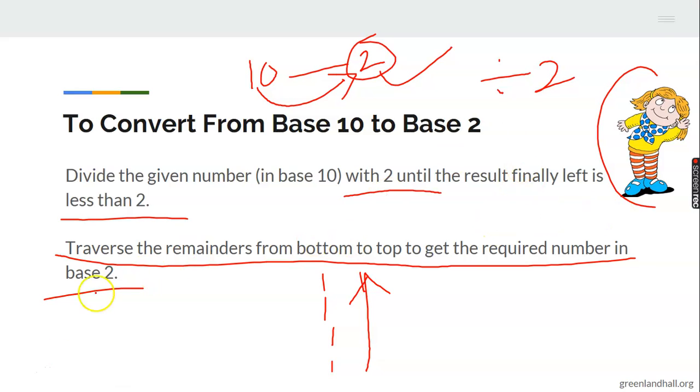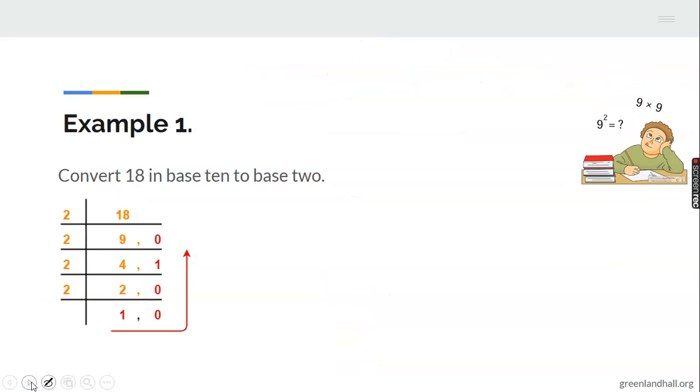Alright, so I think it's time we look into some examples. But before, what have we learned so far? We have said that decimal numbers or base 10 numbers are numbers that don't have points in between them. Now, how do you convert numbers from base 10 to base 2? We make use of the division method. Good. We have an example here. Alright, so we have to convert 18 in base 10 to base 2.